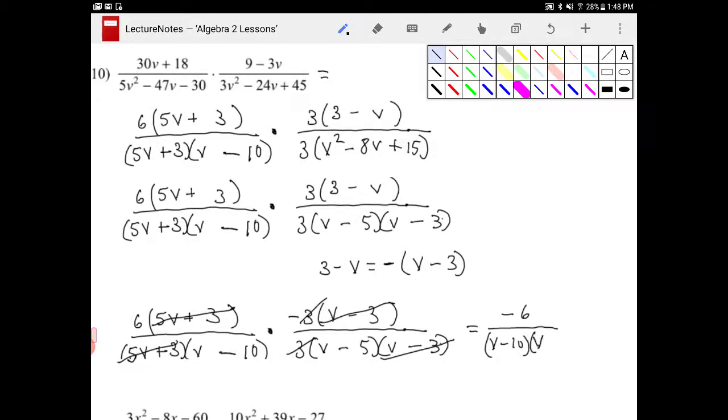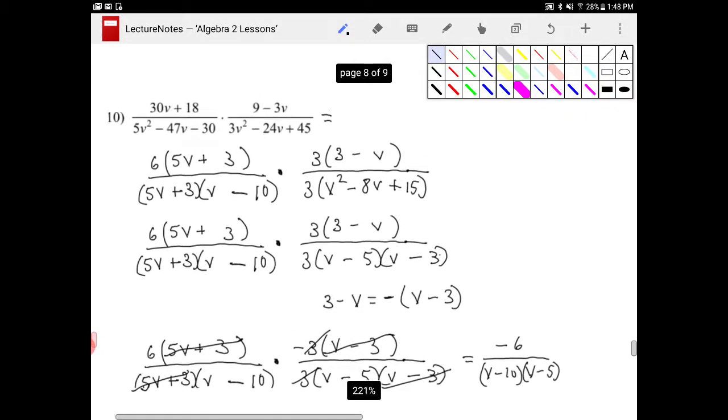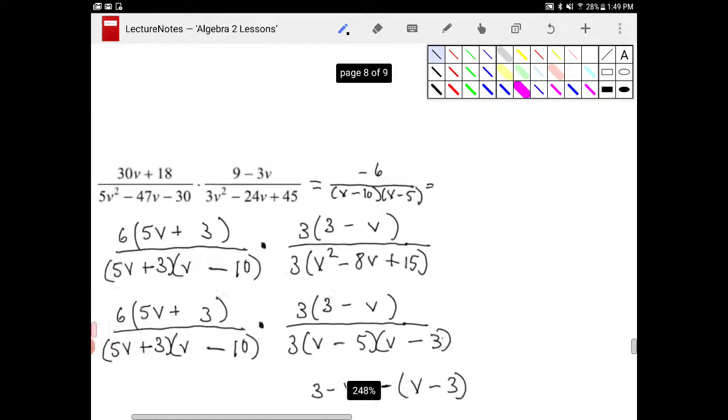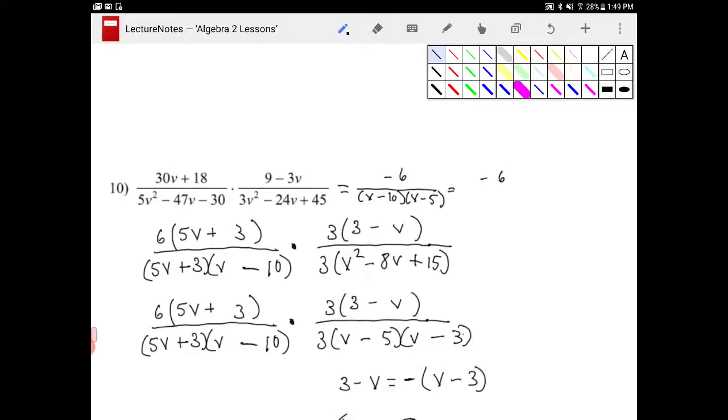and v minus 5. And actually, you can leave your answer like this. So this is the same thing as, one more time, -6 over v minus 10 times v minus 5. You can leave your answer like this, or understand that this is also equivalent to -6 over v squared minus 15v plus 50. So depending on the situation, let's say if it's a multiple choice, you need to be comfortable rewriting the final answer into different forms.